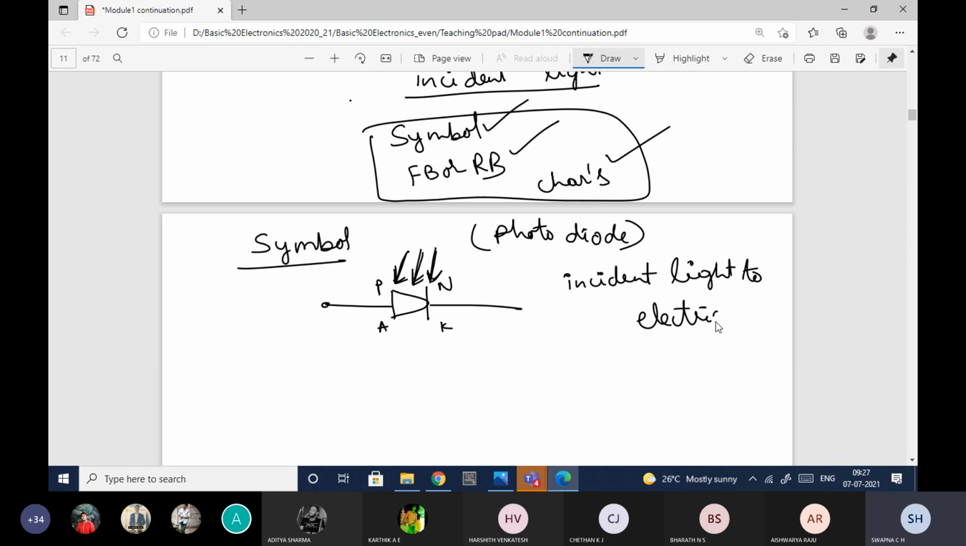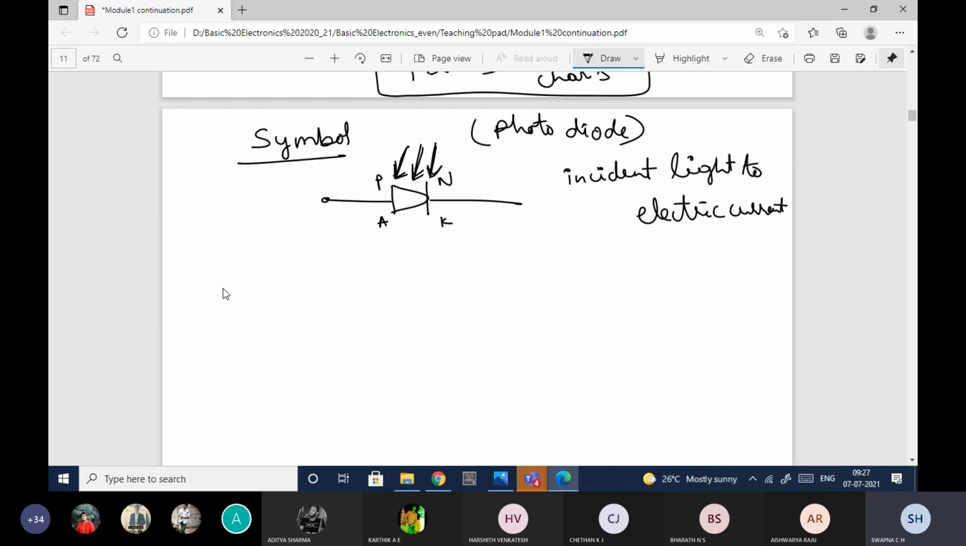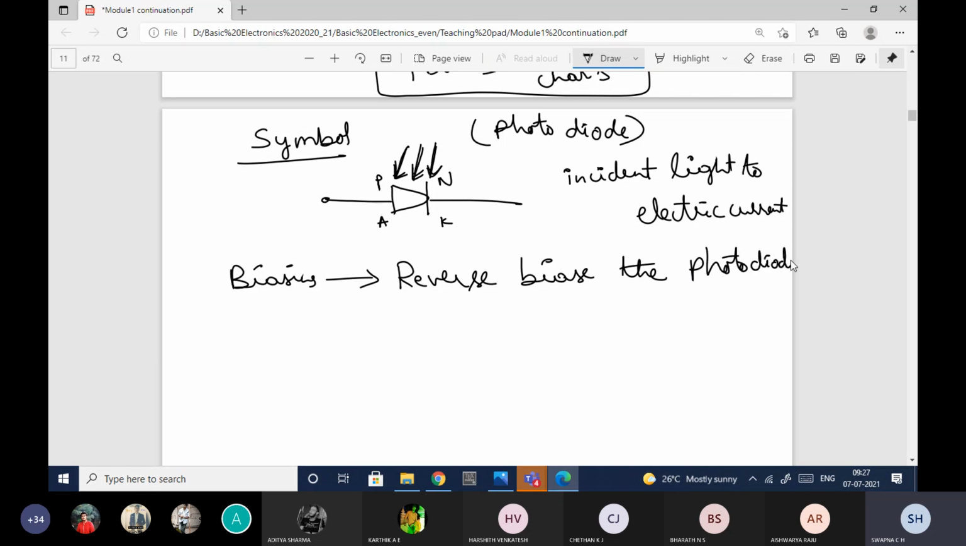Now let us see how it should be biased. Here you need to reverse bias the PN junction diode, which is a special type of diode, the photodiode.